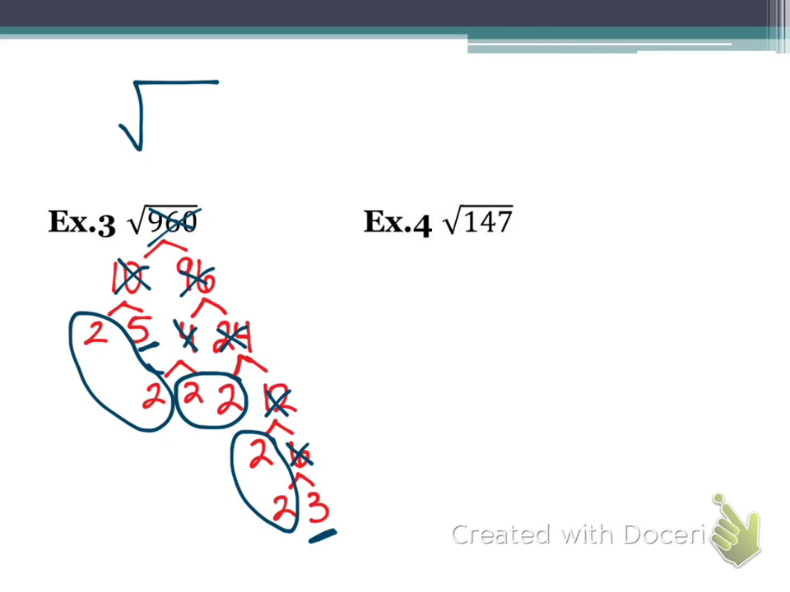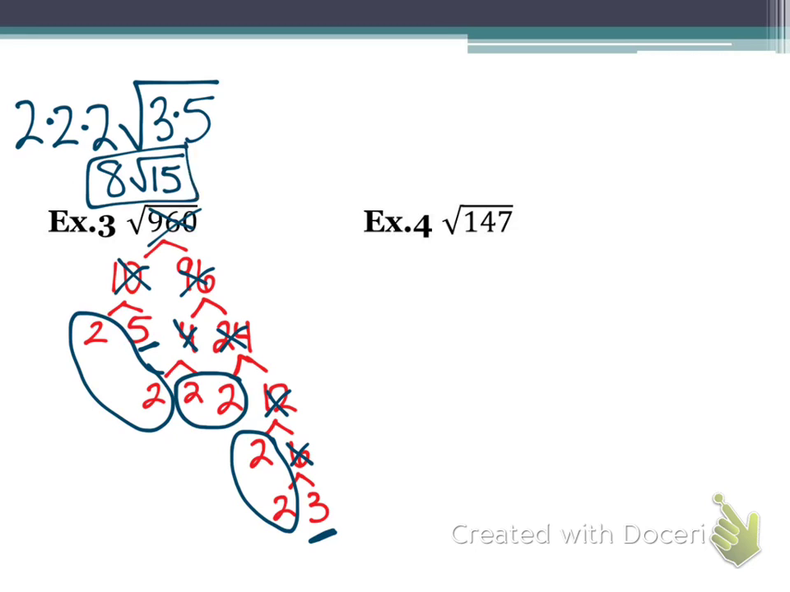How many 2s? 3 of them, because I had 3 pairs. 2 times 2 times 2. What's inside? 3 times 5. Good. So 2 times 2 times 2 is 8. And 3 times 5 is 15. Questions, concerns? We're sure? Okay, if you remember your prime factorization trees from before, this process is just adding a little bit of a different step on the end with the pairs.